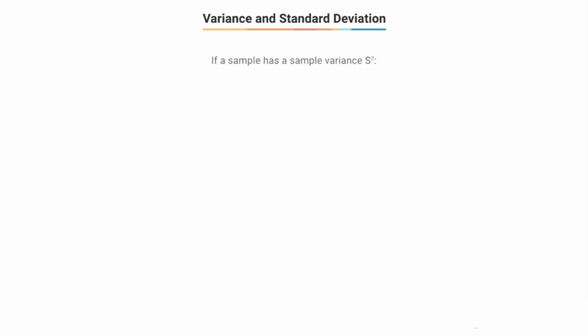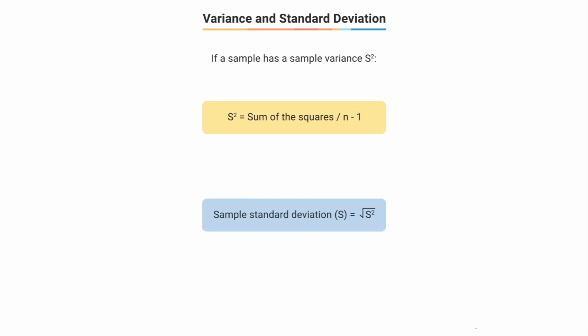For example, if a sample has a sample variance S squared, then S squared is the sum of squares divided by the sample size n minus 1. When we are working with a population, the denominator n is the population size. However, we often work with samples and therefore we use sample size minus 1 as the denominator. The sample standard deviation S is the square root of the sample variance S squared.